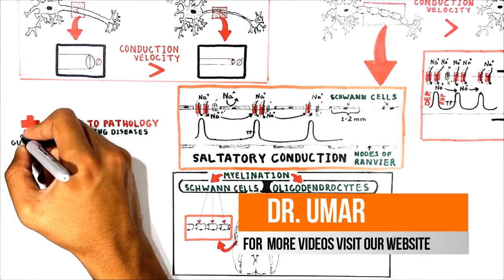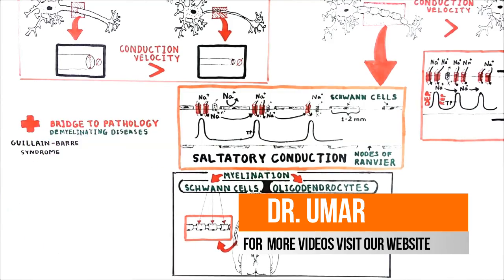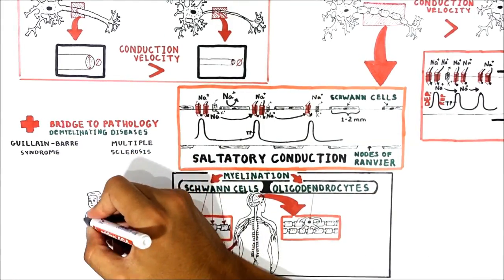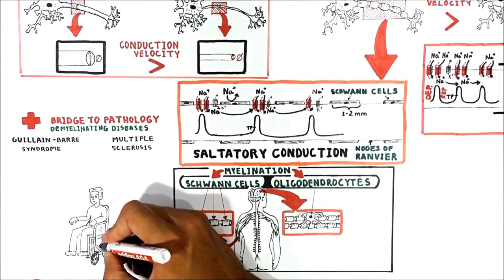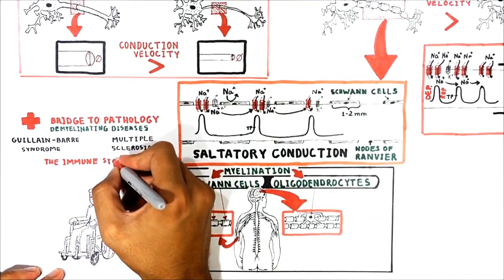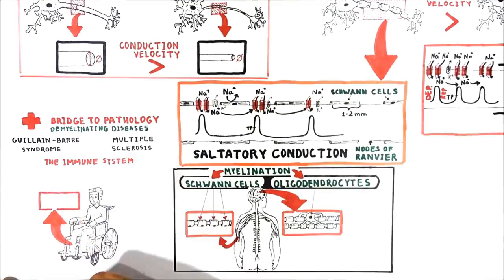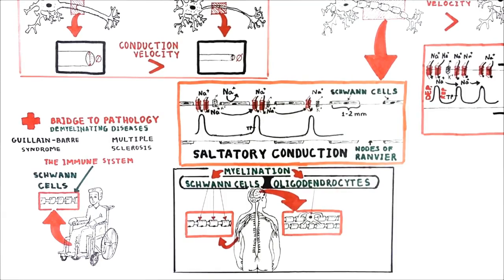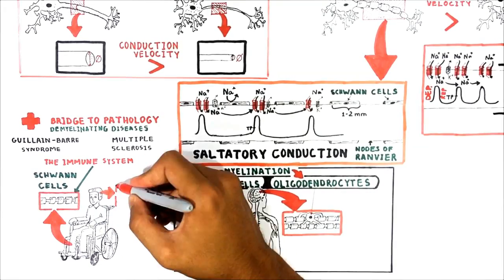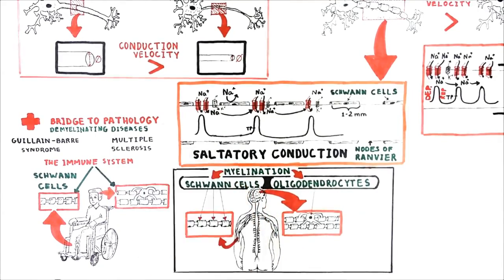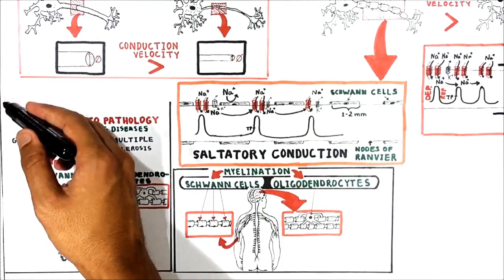The two common diseases, Guillain-Barre syndrome and multiple sclerosis, cause demyelination of the neuron. It is believed that both are autoimmune diseases. The main difference is that in Guillain-Barre syndrome, the immune system attacks the Schwann cells which myelinate the peripheral nervous system, whereas in multiple sclerosis, the immune system attacks the oligodendrocytes which myelinate neurons in the CNS.